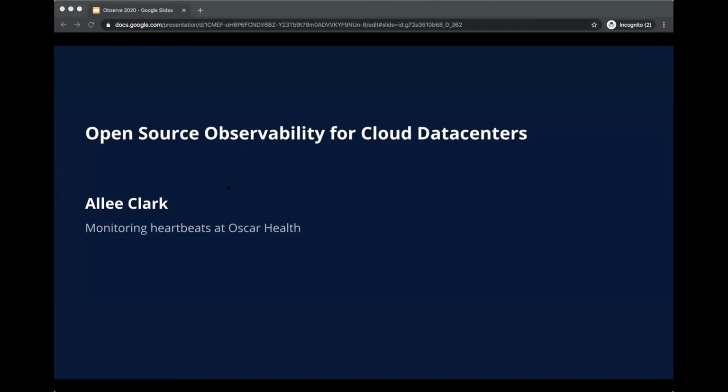And I just want to congratulate everyone who's been contributing to open source observability projects. I think it's really important that we continue to contribute to open source. It's one of my favorite things to talk about.